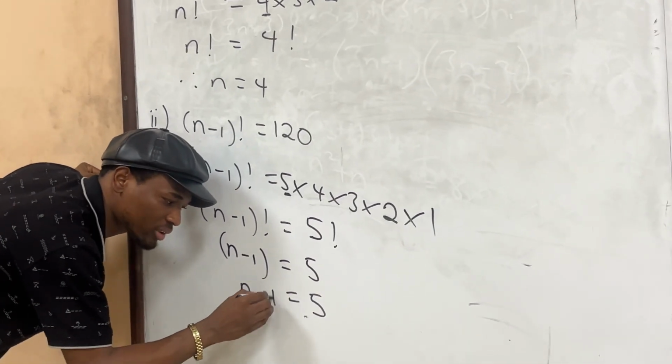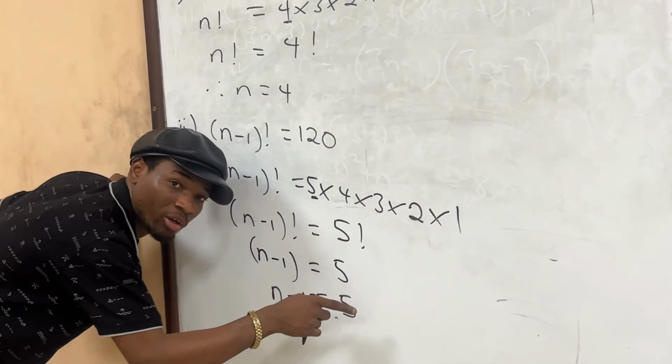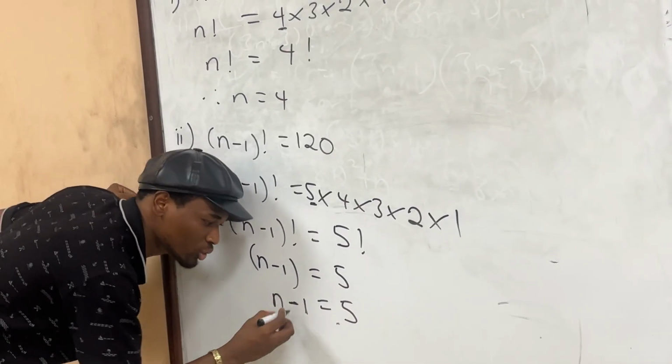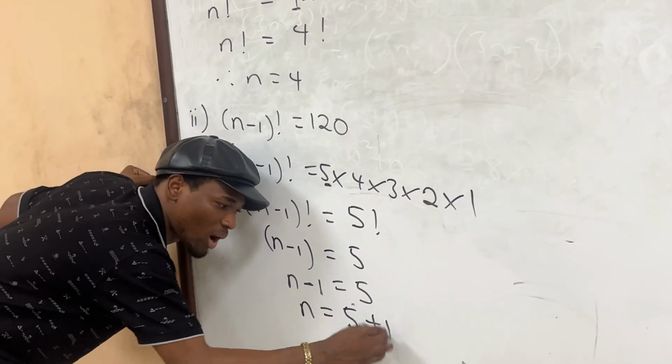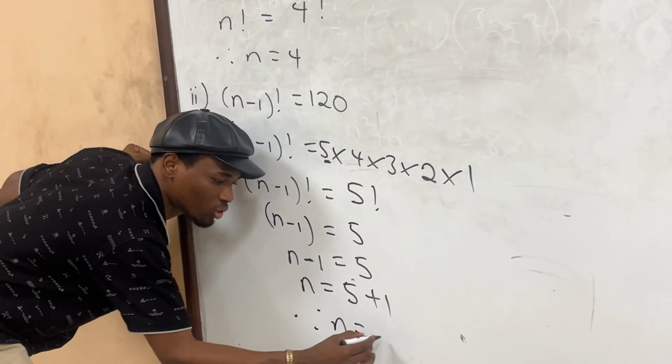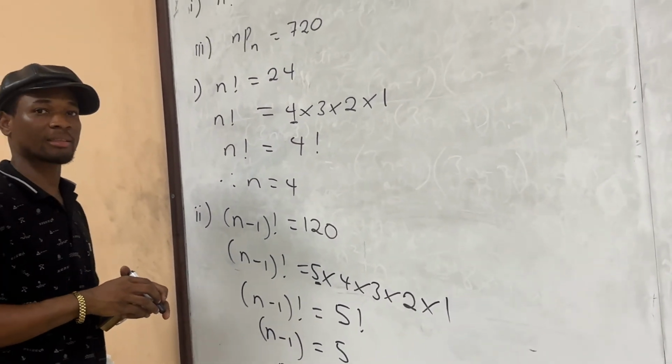Now you transpose negative 1 to the other side. When negative 1 crosses the equal sign, it becomes positive. So you have n equal to 5 plus 1. Therefore n is equal to 6. As simple as that.